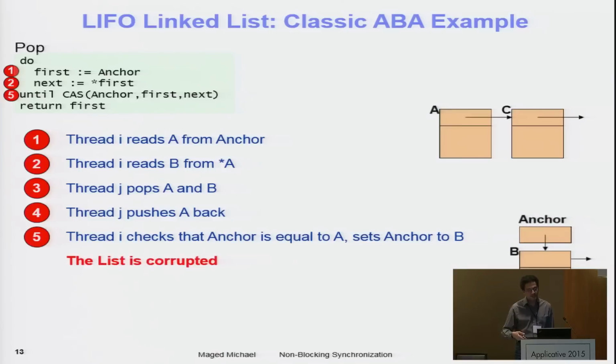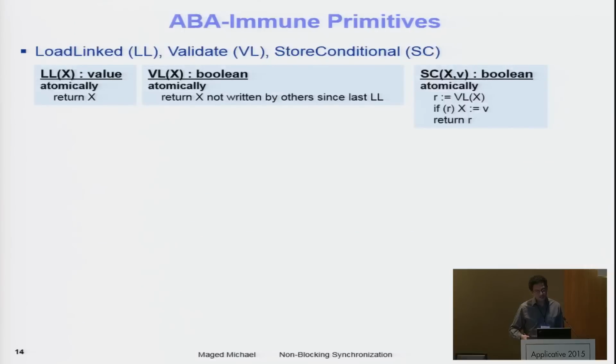So this is the classic example. This is the case that appears in the IBM Principles of Operation for the System 370 mainframe, where the problem was identified. So basically, here the data structure is corrupted. I will talk about some solutions.